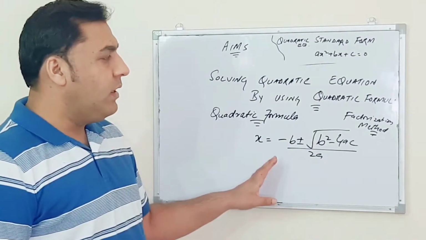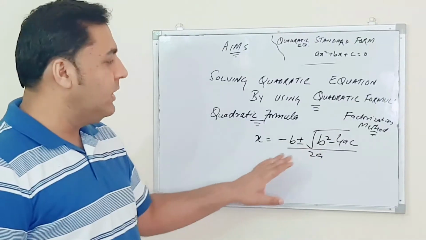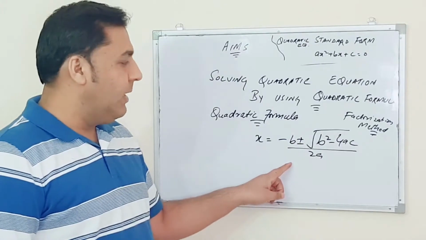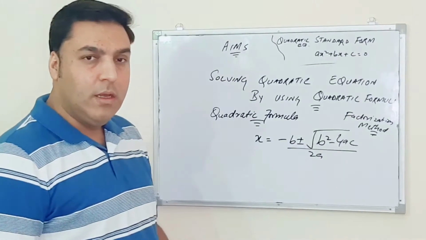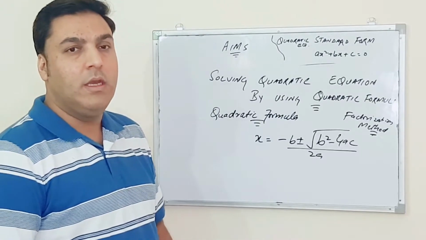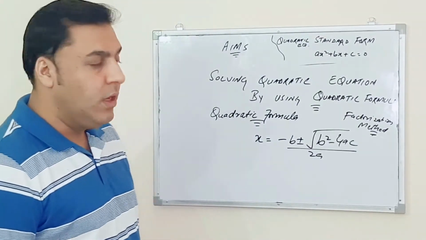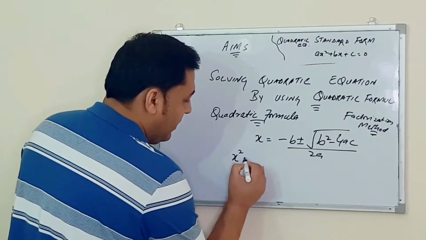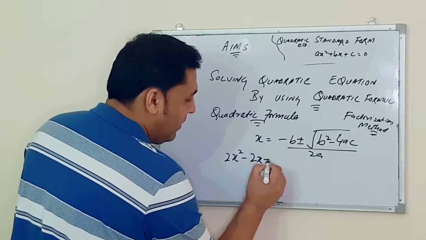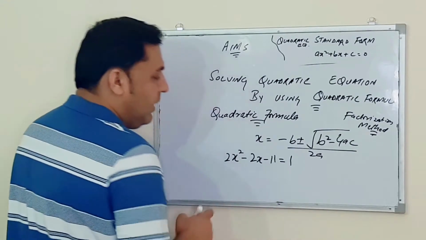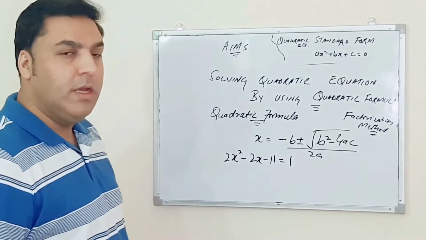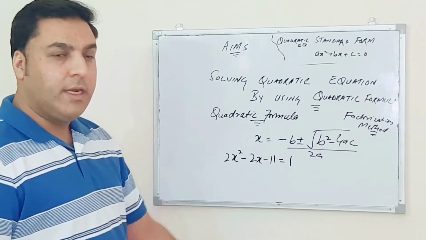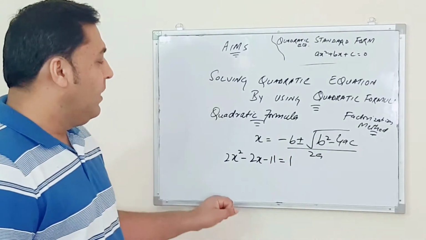So let us solve the same quadratic equation which we discussed in our previous lecture. We solved it by factorization. We will solve it by this quadratic formula method, and we will check whether we get the same solution or not. So what was that equation? This was the equation which we solved in our previous lecture by factorization.